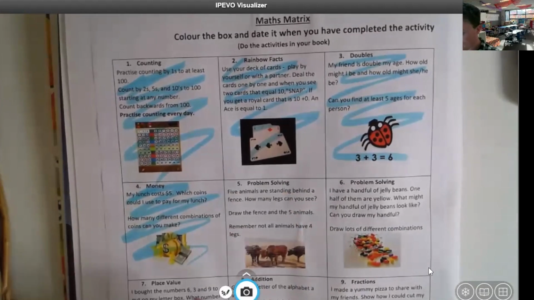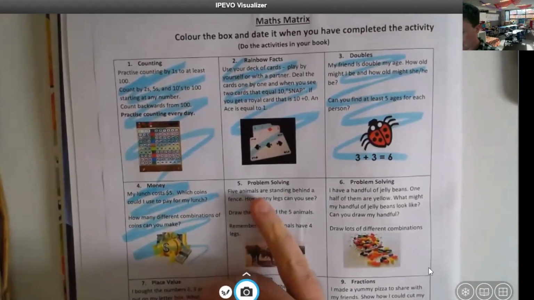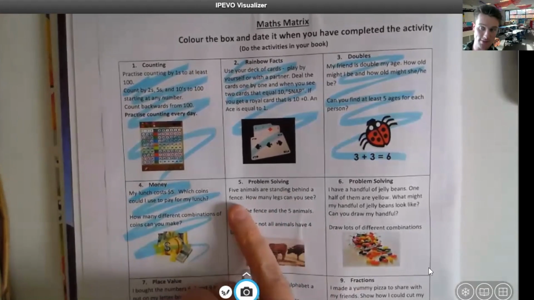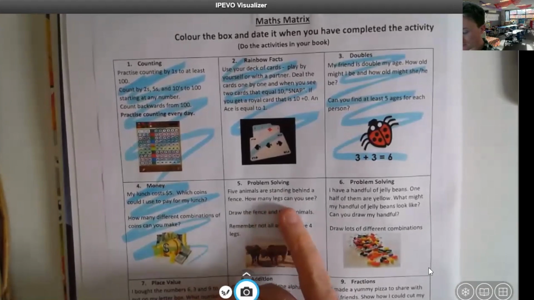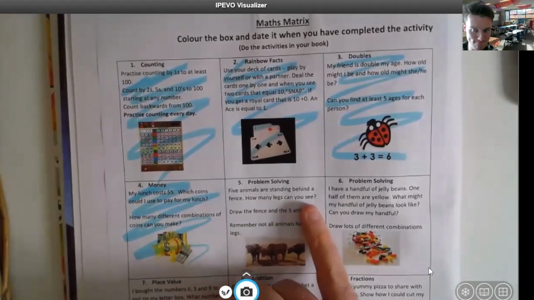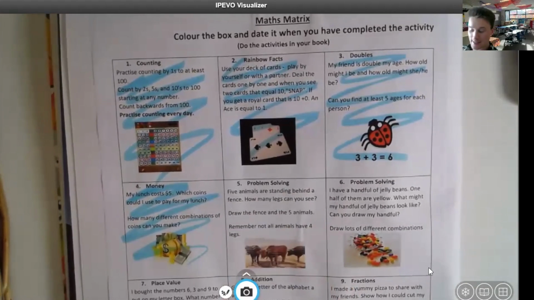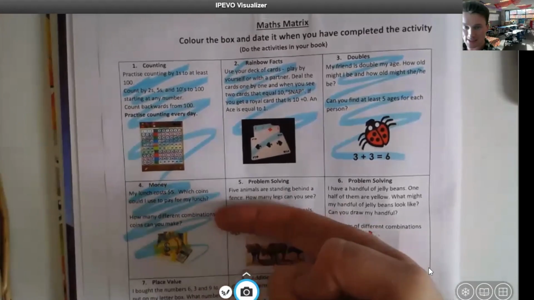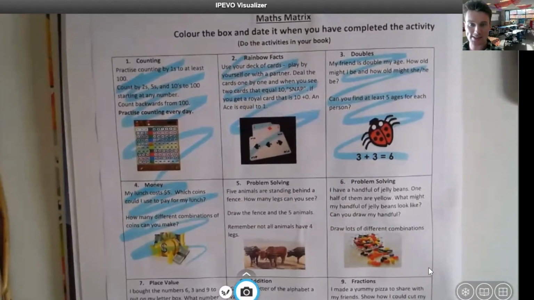And it says 5 animals are standing behind a fence. 5 animals. How many legs can you see? So what I thought we'd do is let's do that part first and then we'll get to the second part, okay? So here we go.